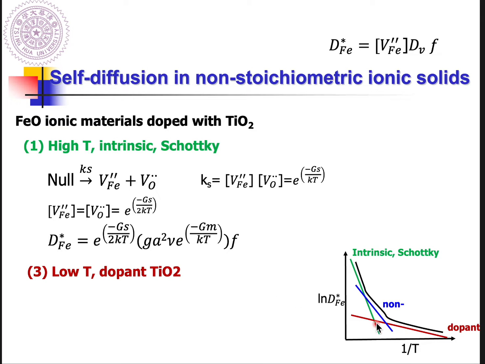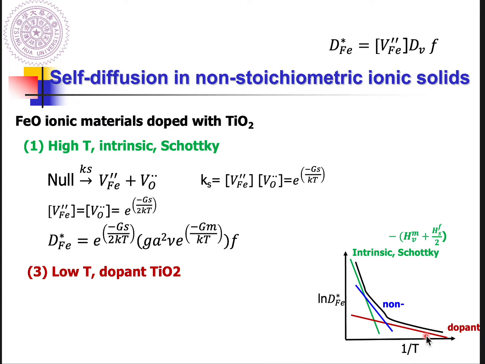And for the dopant, as we mentioned, if you take a log of D versus 1 over T, then you can get the slope, which includes 2 terms: the Schottky defect formation energy and the migration enthalpy, sorry, because you need to separate this Gibbs free energy into H minus TS, okay?